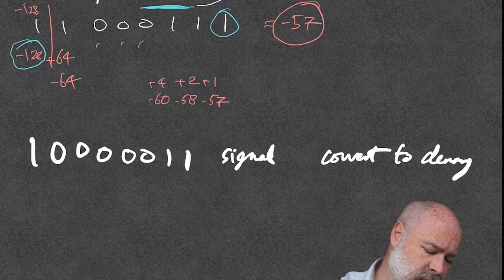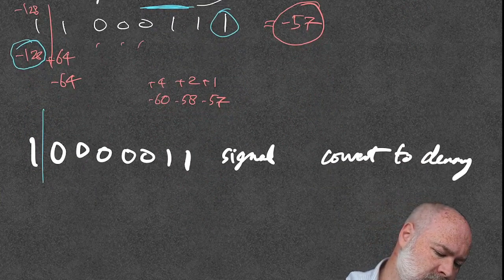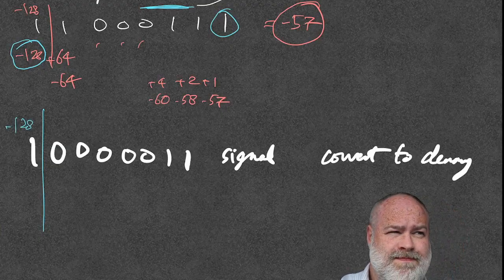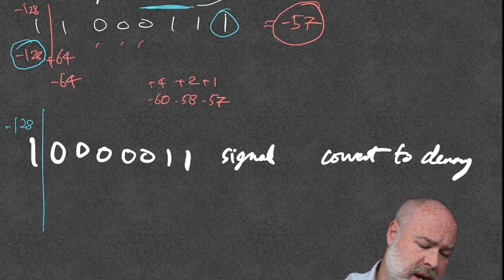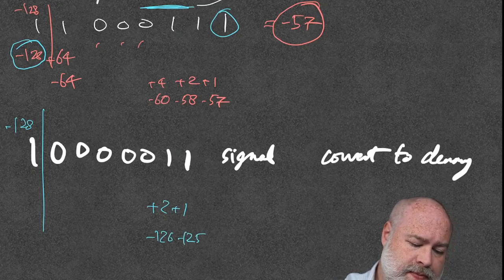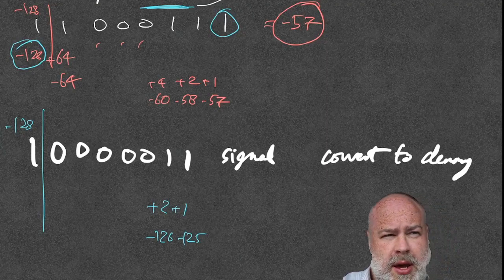Well, it's very simple because we've just gone over it. Look at that column and know that that's minus 128. So minus 128 plus 2 plus 1. So it would have been minus 126 and then minus 125. And that would be it. So that number in binary is the equivalent of minus 125.